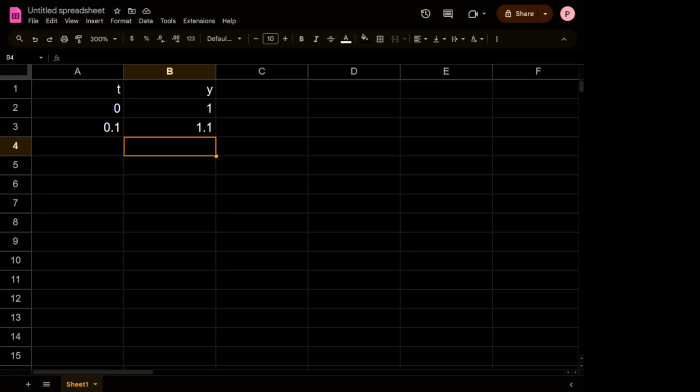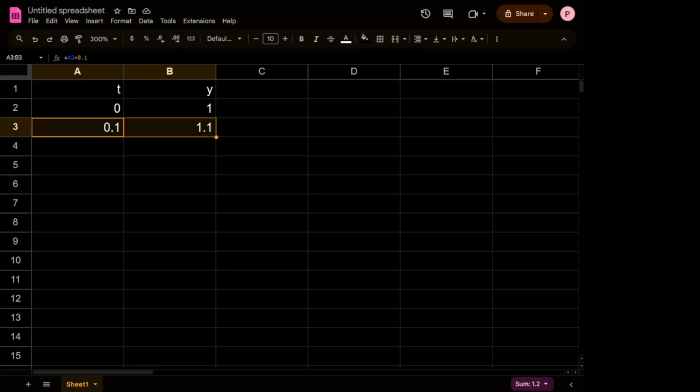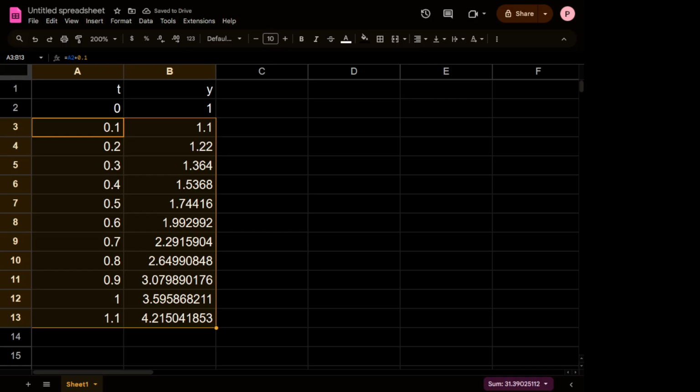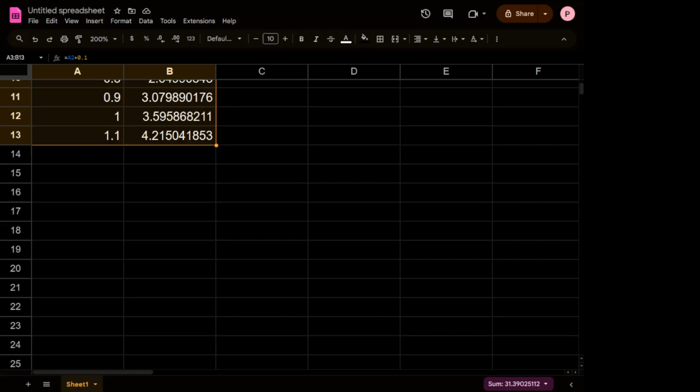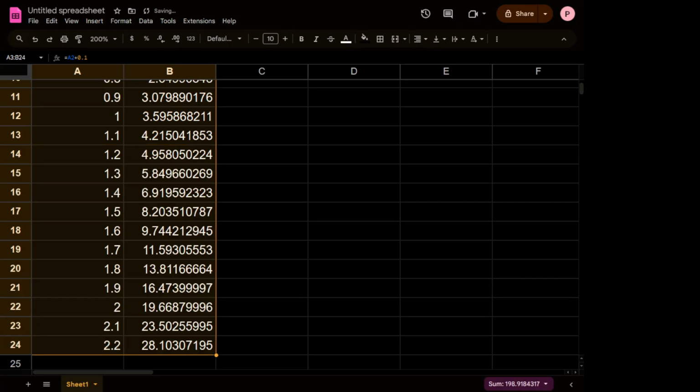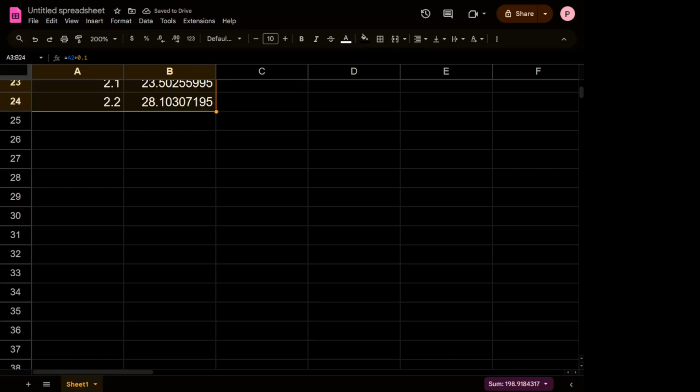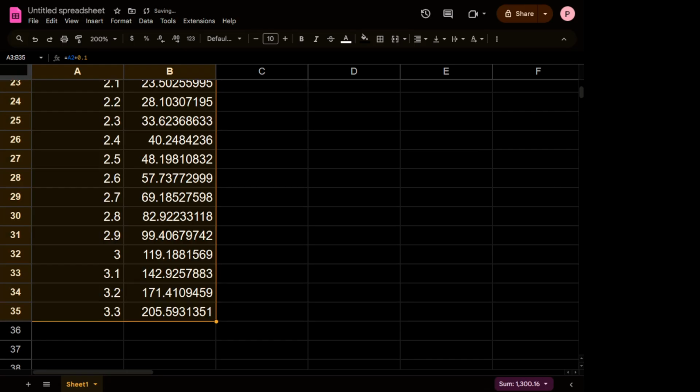Then the fun of working with spreadsheets. If I select this row and I click in the corner and drag down, it will copy this row over and over again every time using the previous entry as my starting point. All right, so let's get a couple of values put in here. And I want to keep going until I get to around t equals 3. So we have y values going along with all of these entries for t.